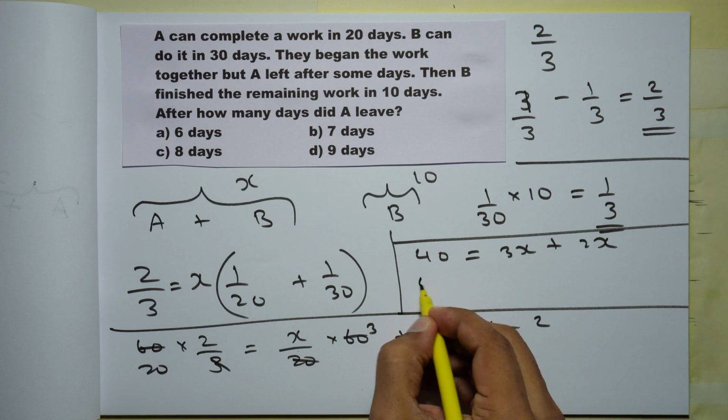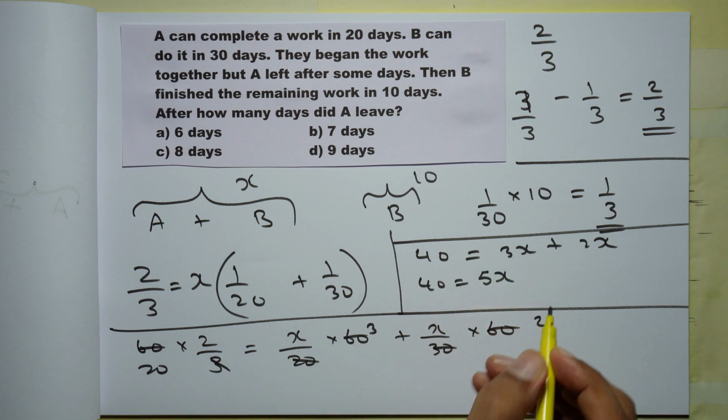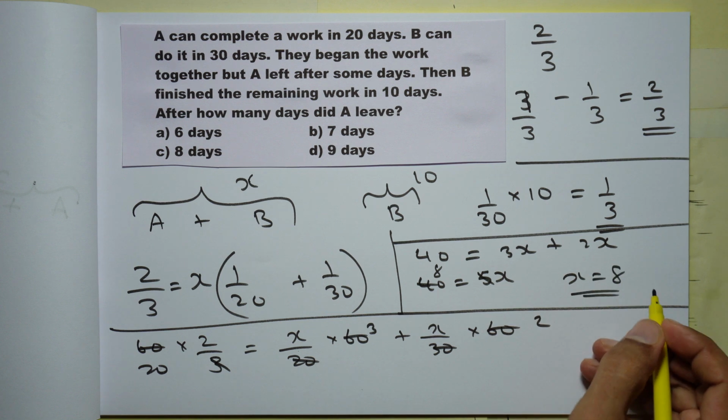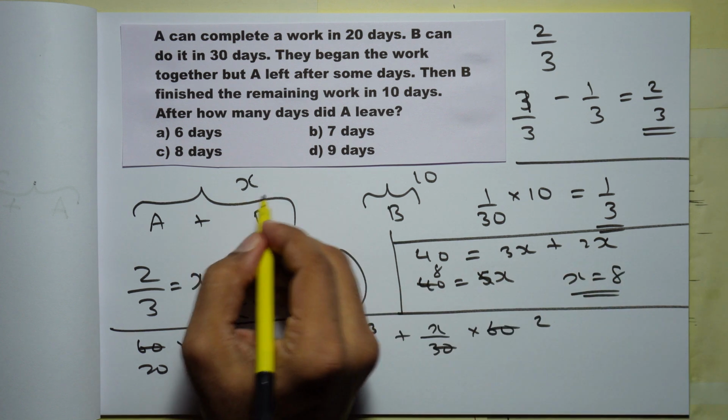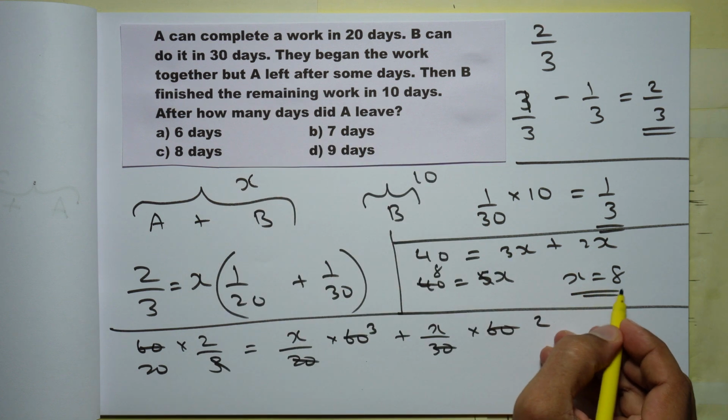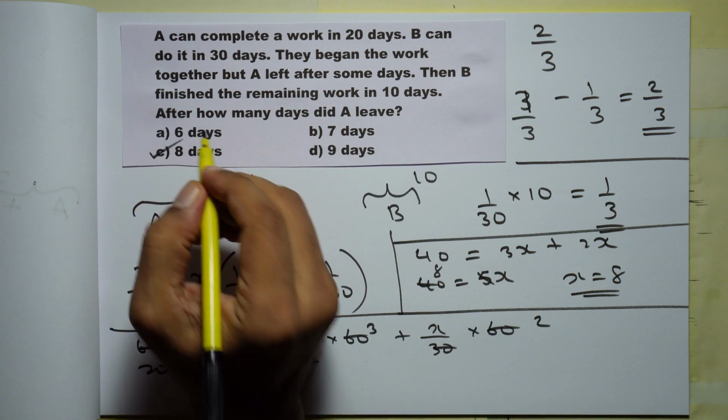So 40 is equal to 5x. So 5 divides 40 eight times. So x is equal to 8. So initially they worked jointly for 8 days. So after how many days did A leave? After working for 8 days. So option C.